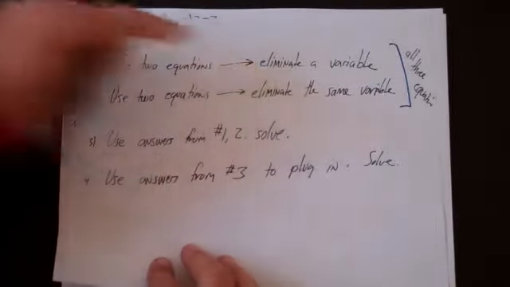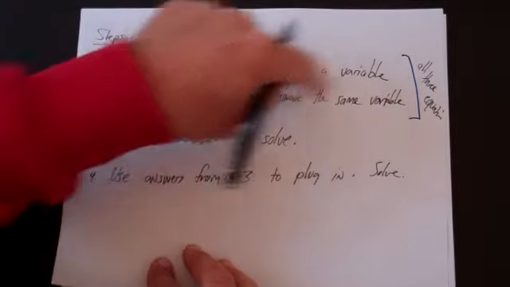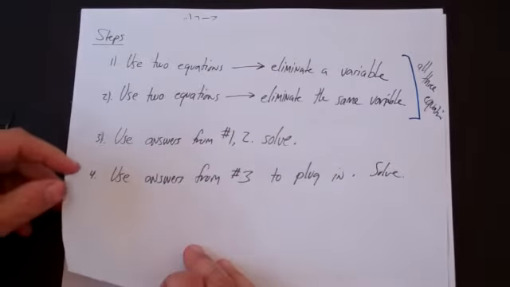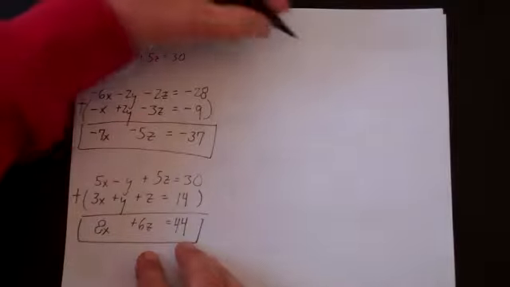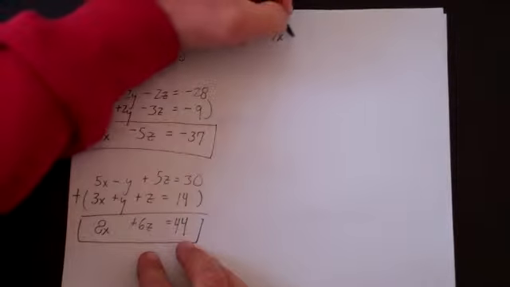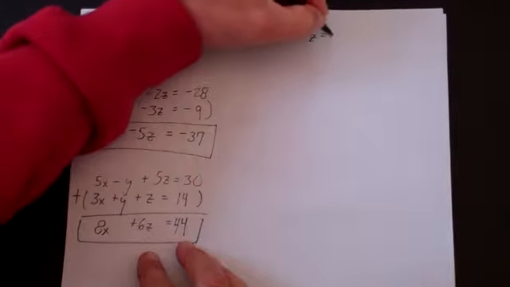Use two equations, eliminate a variable. Use two equations, eliminate the same variable. But you have to use all three equations. Now I'm going to write down the answers from step 1 and 2. Minus 7x minus 5z is equal to minus 37.